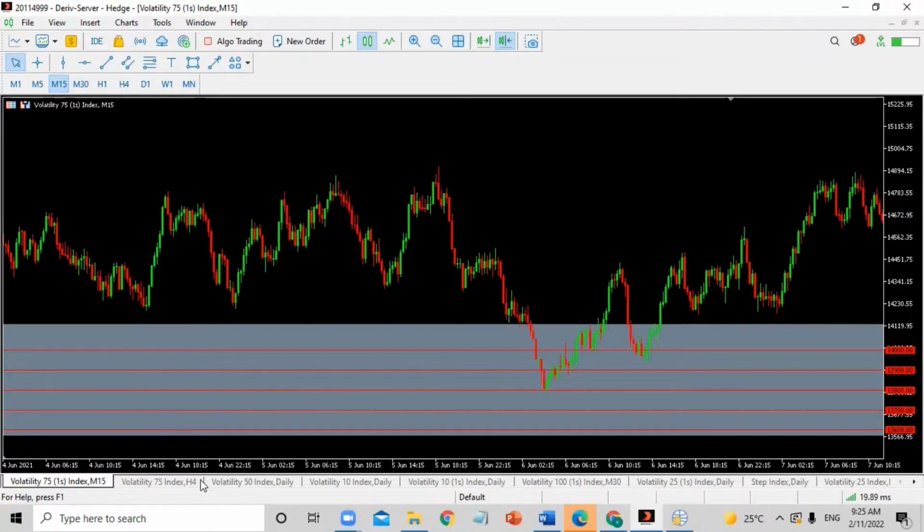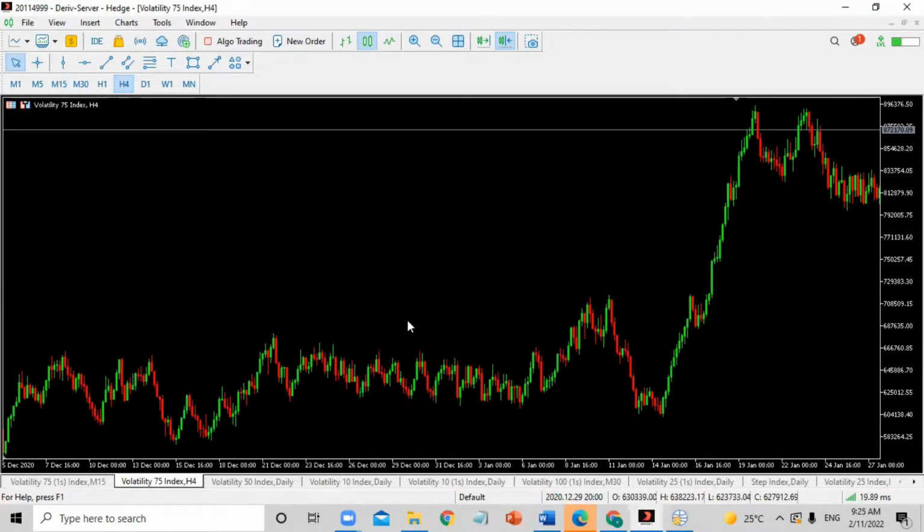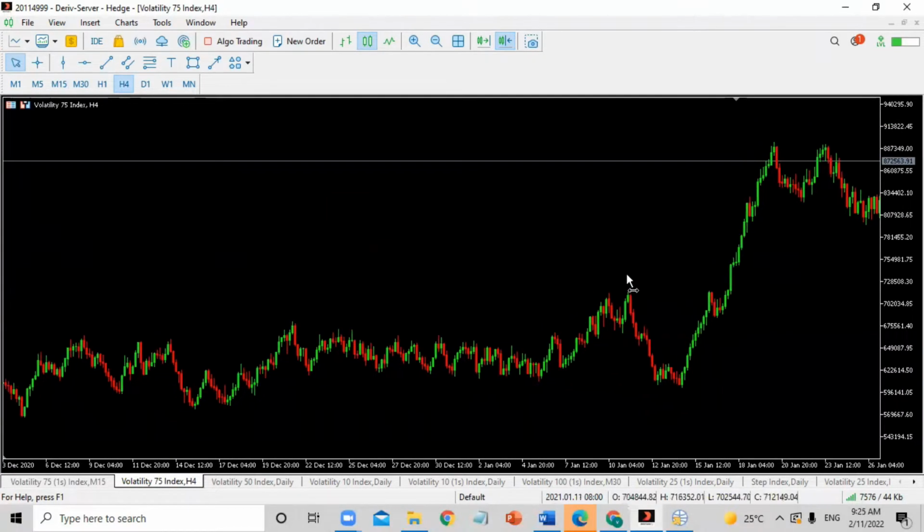Let's look at another example. We have the Volatility 75 H4 time frame. Let's look at what's actually going on. I see a market structure of a consolidation in this region.